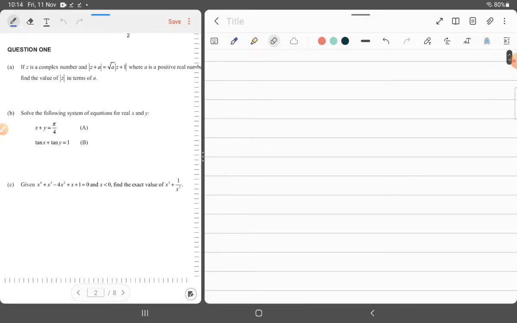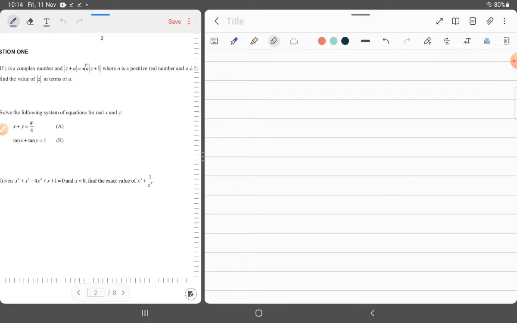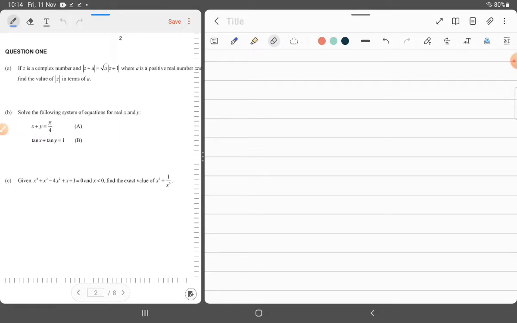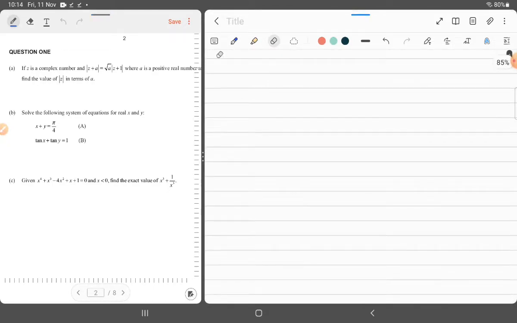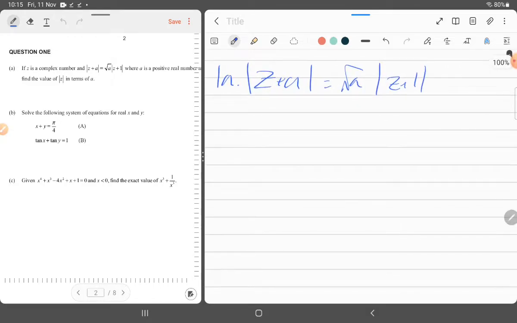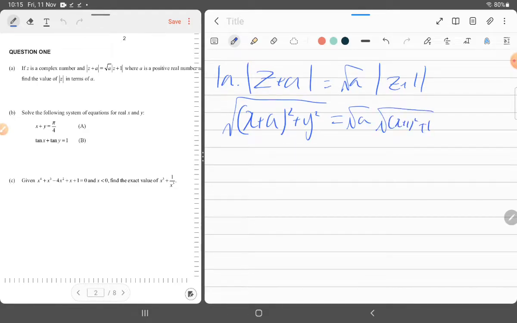Question 1a. If z is a complex number and the absolute value of z plus a is equal to the square root of a times the absolute value of z plus 1, where a is a positive real number and a does not equal 1, find the value of the absolute value of z in terms of a. So, z plus a equals square root of a. So the square root of (x plus a) whole squared plus y squared is equal to the square root of a times the square root of (x plus 1) whole squared plus y squared.